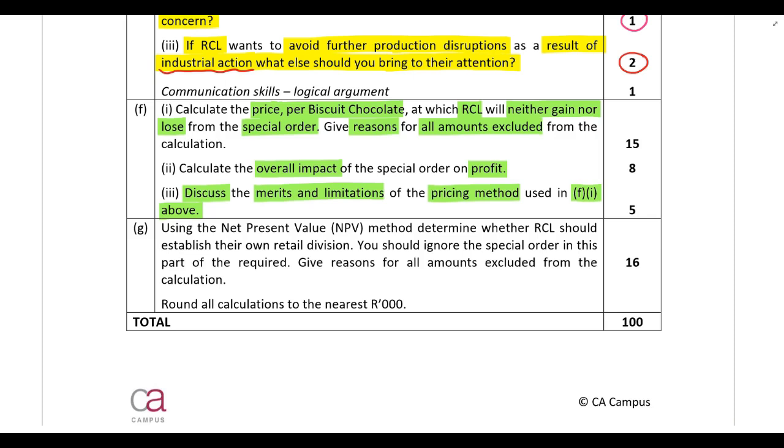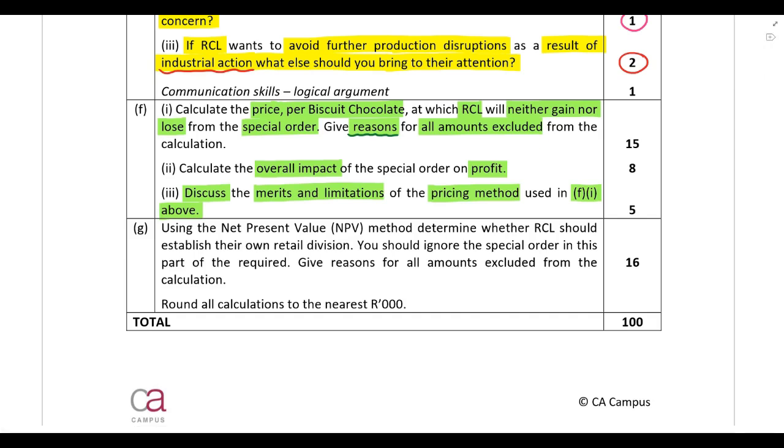All right, so let's go and apply that logic to this question. Please just note also, if we have any amounts that are not relevant, so in other words, we are going to exclude them from the calculation, you need to give reasons for those amounts.